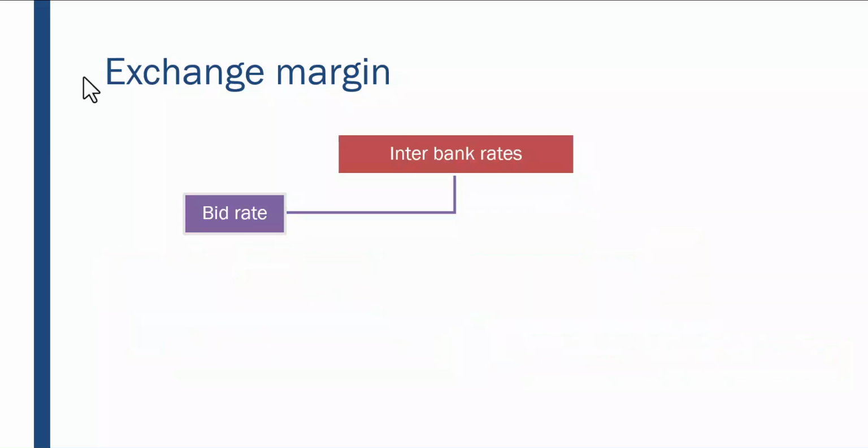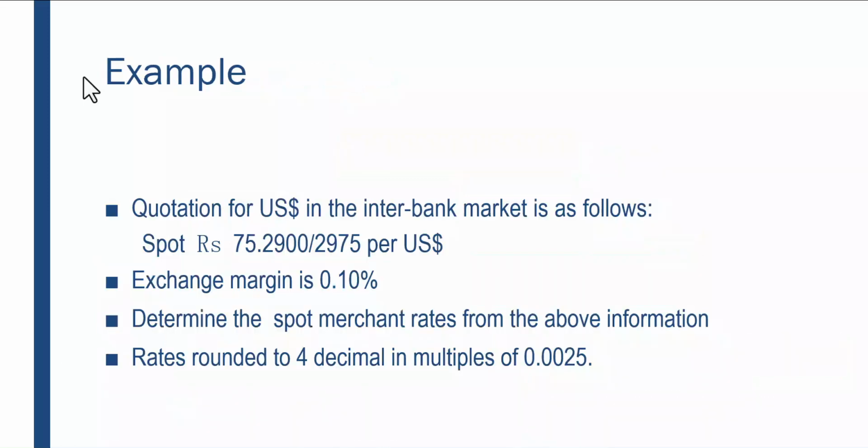Okay. So now a question. This is a little older one. I've given new questions with a new exchange rate. The quotation for US dollar in the interbank market is as follows. Spot rate 75.2900 to 75.2975. Exchange margin is 0.10%. Determine the spot merchant rates from the above information. Rates rounded off to 4 decimal points.